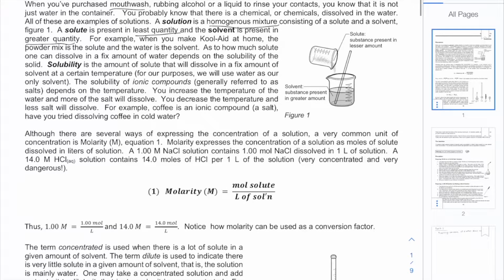And molarity is given by equation number 1. The symbol for molarity is capital M. And molarity is moles of solute over liters of solution. Please pay attention to this. This is solution, not solvent. You must remember that solution equals the solute plus the solvent. Okay? So it's moles of solute over liters of solution. This is the way we calculate concentration. In this case, molarity. This is the way we calculate molarity, okay?